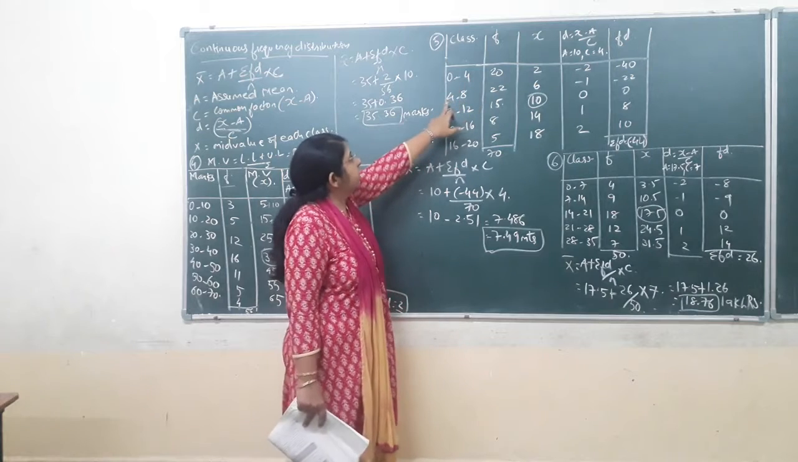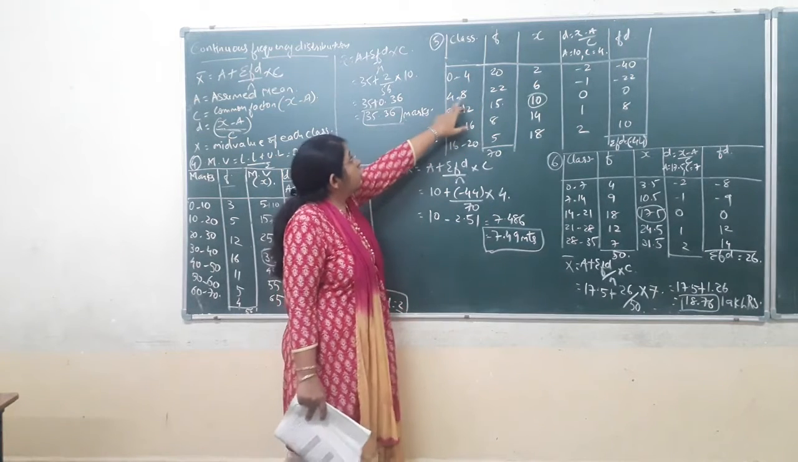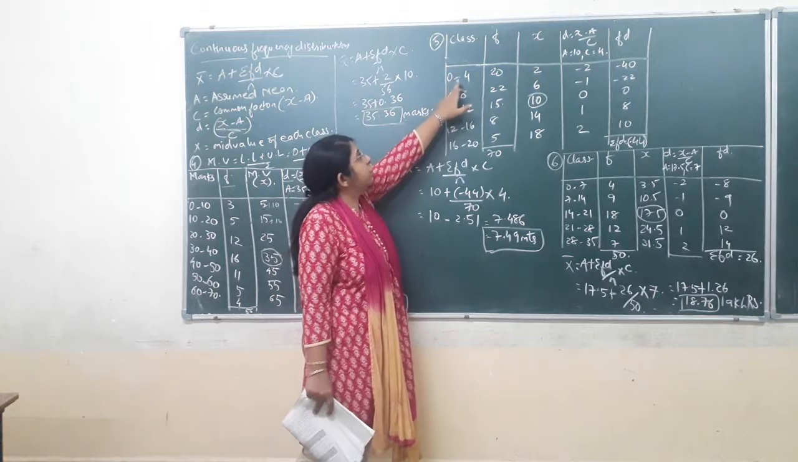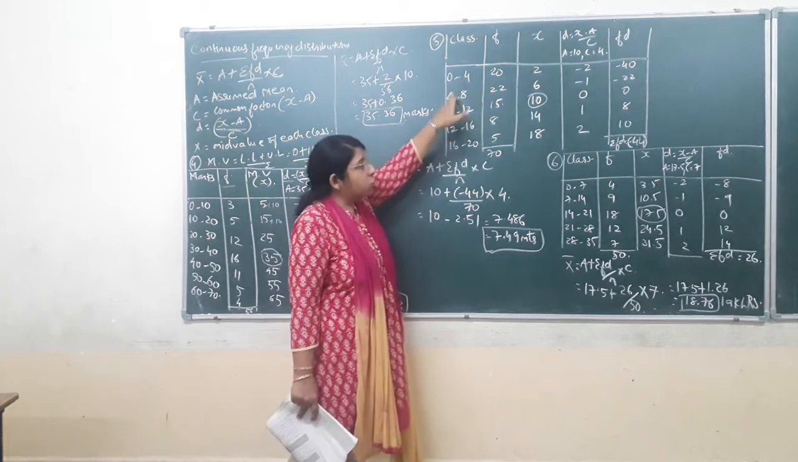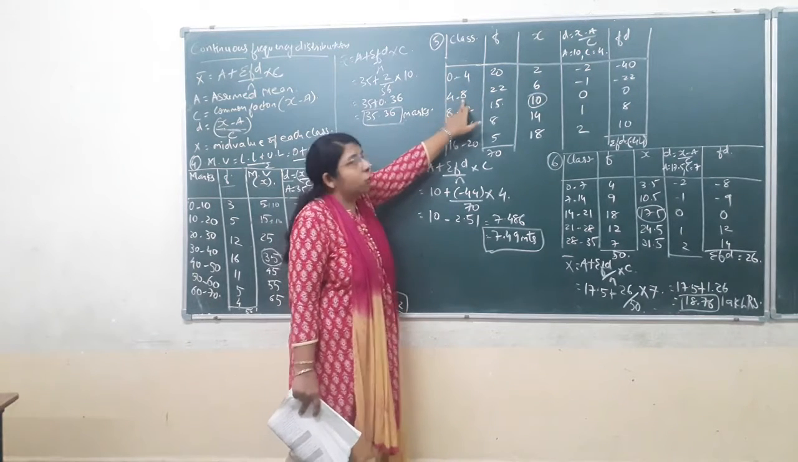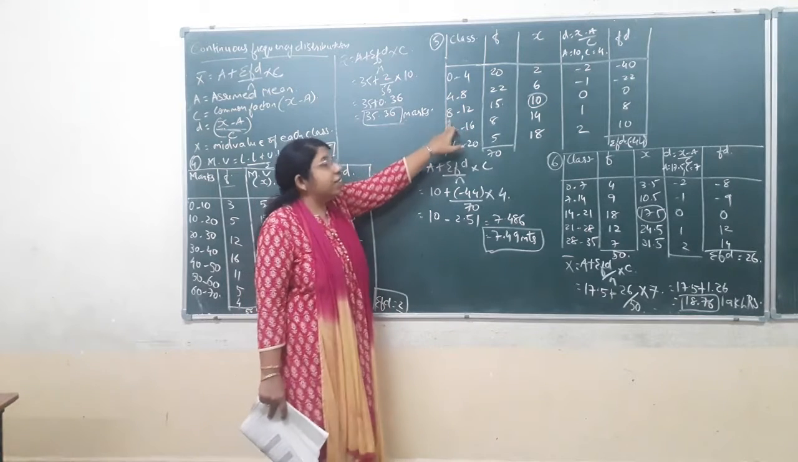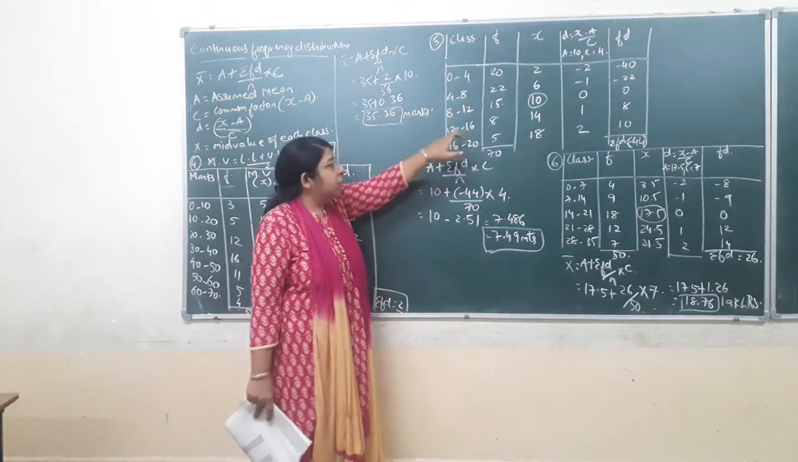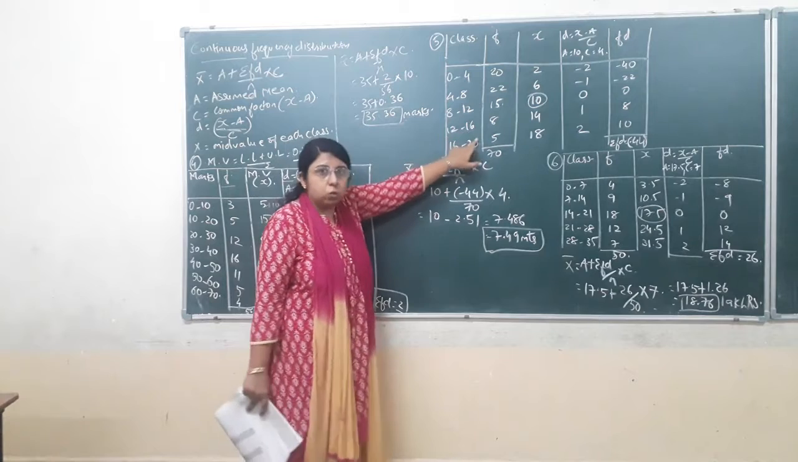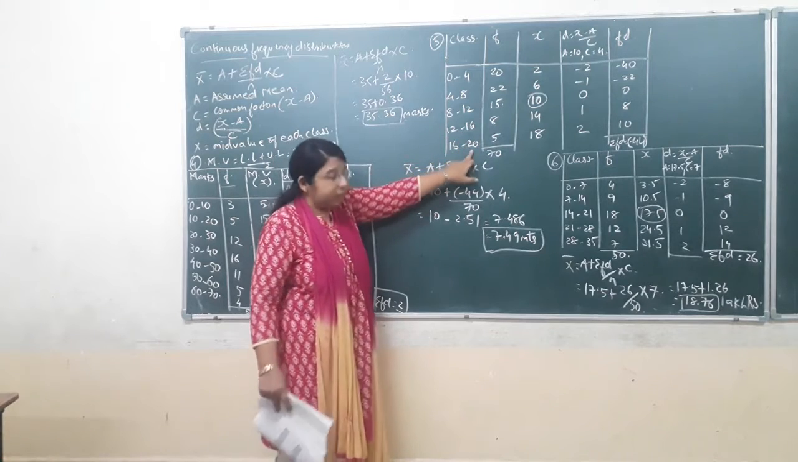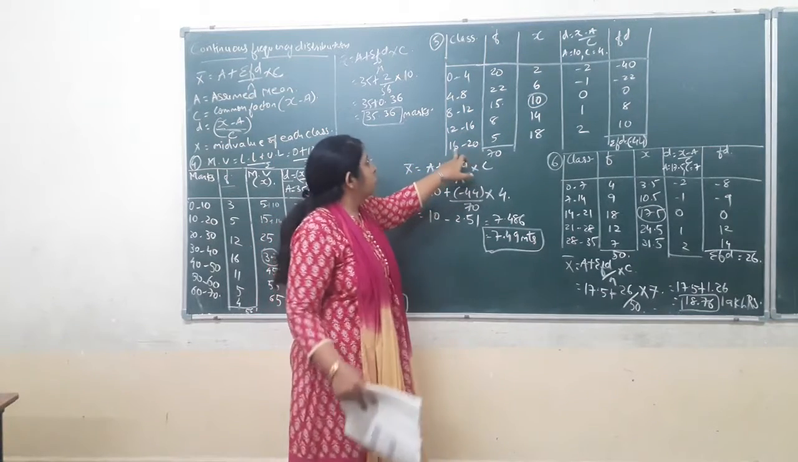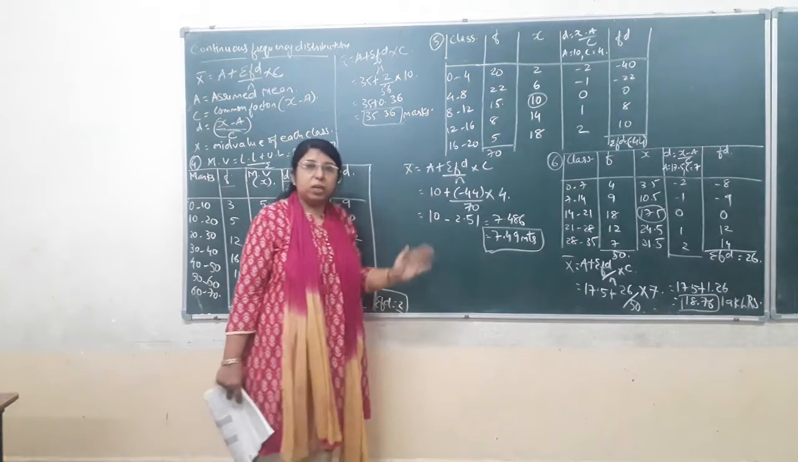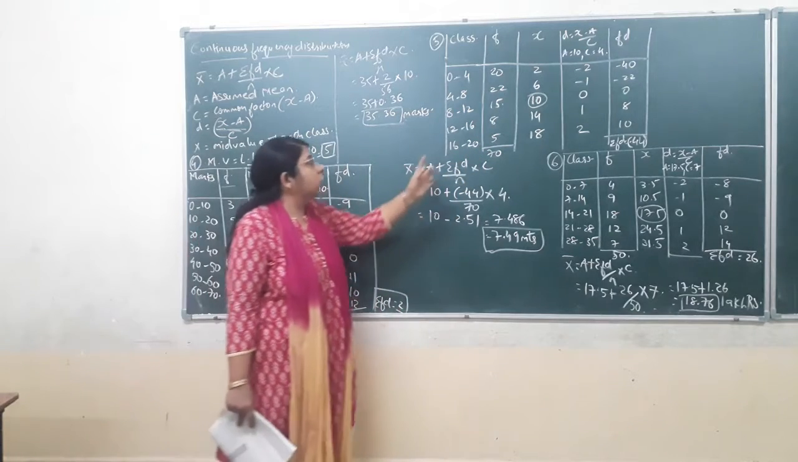Then next one is given less than 8. So 4 to 8, because in the first class data up till 4 has been covered. So the next class will be 4 to 8. Then it is given less than 12, so 8 to 12. Then it is less than 16, so 12 to 16. Last one it is given less than 20, so 16 to 20. So in this way you have to convert the given data into classes.